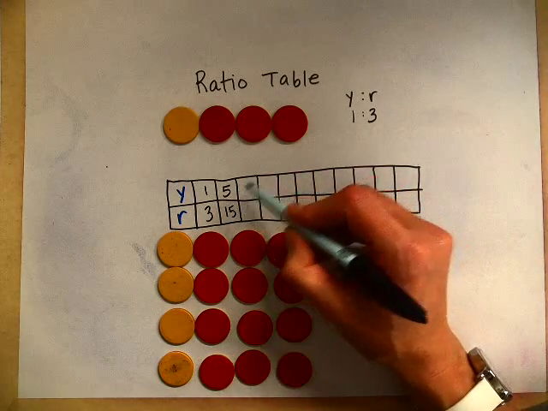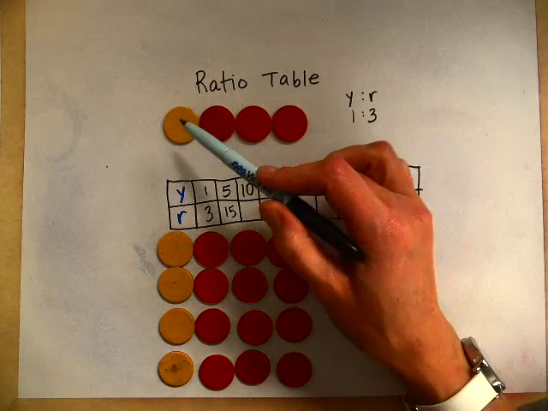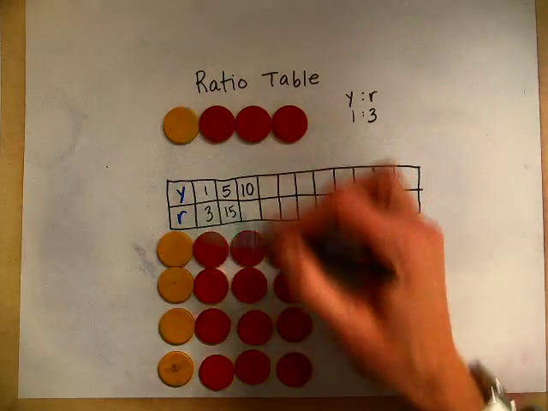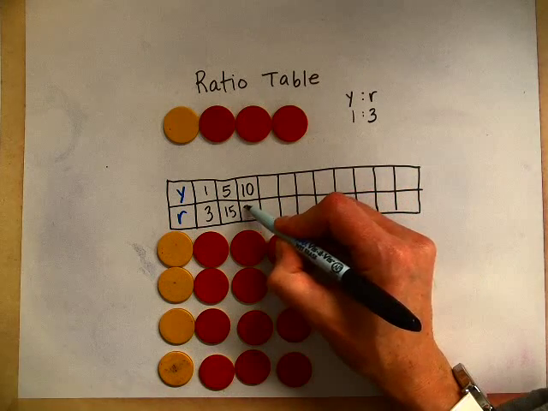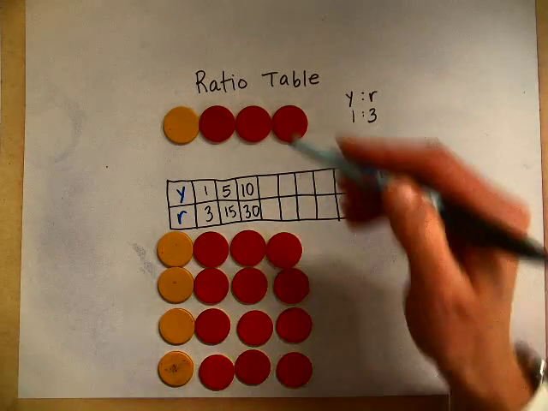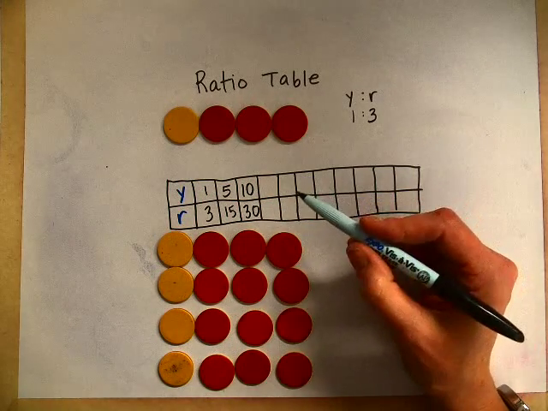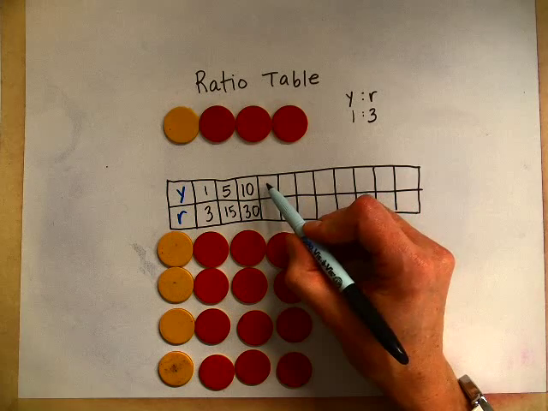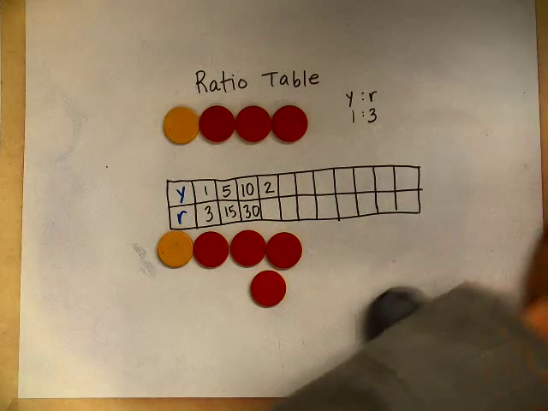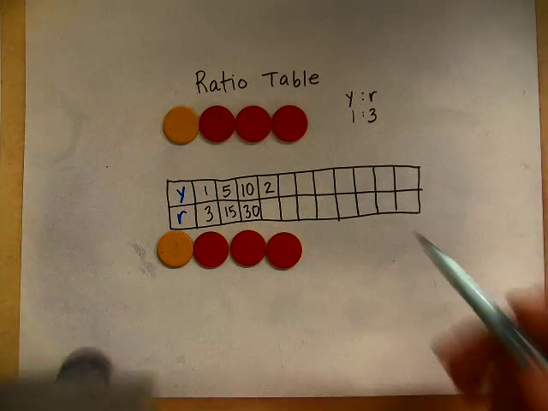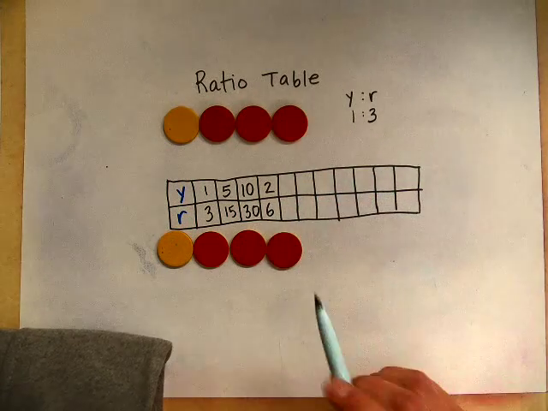We could do one example where you could show division. So let's say this was 10. If I had 10 yellows, it would be double this whole thing. If I had 10 yellows, I would have 30 red. So with 10 and 30, well, now I want to find out how many I would have if I just had 2 yellow. Well, let's just take these away. Now I have 2 yellow and I have 1, 2, 3, 4, 5, 6 red.